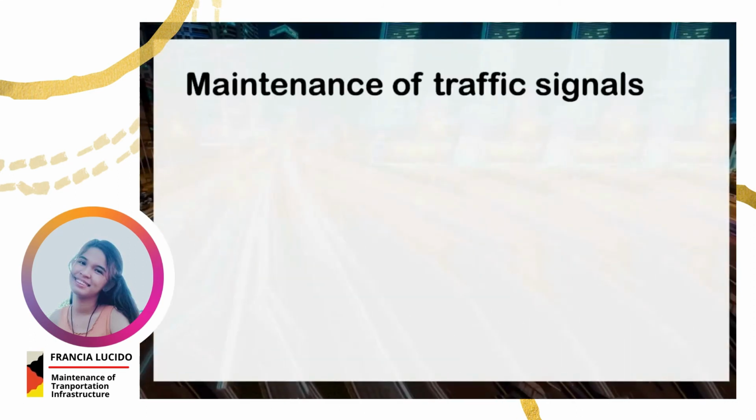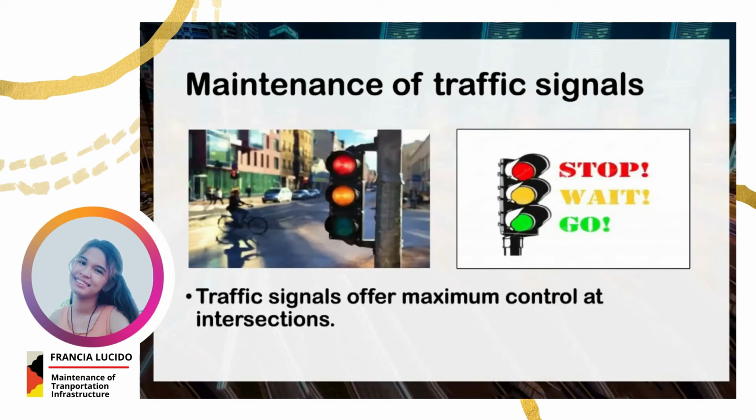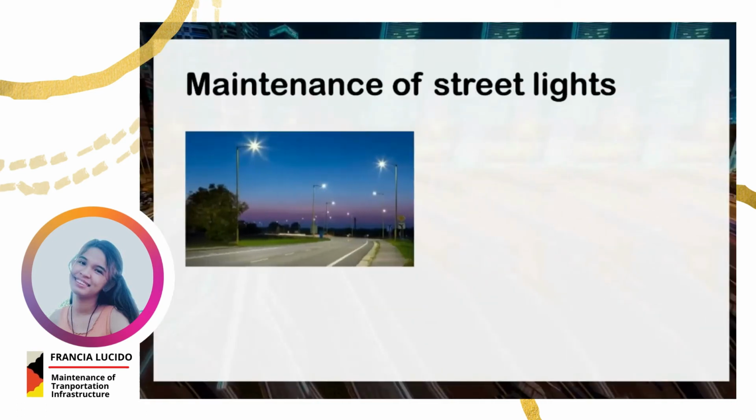Maintenance of traffic signals. Traffic signals offer maximum control at intersections. They relay messages of both what to do and what not to do. The primary function of any traffic signal is to assign right-of-way to conflicting movements of traffic at an intersection. It is also essential to maintain street lights or highway lights.